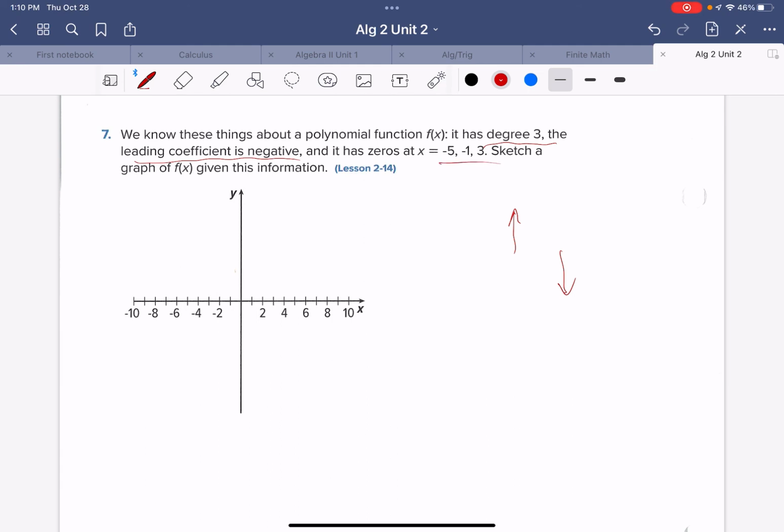And then you put the zeros on there. Put the zeros on the x-axis, and you make the squiggly thing through there. So if it's up on this way, you're going to make it squiggle through and touch those points on the x-axis. And that's it. That's all she wrote.